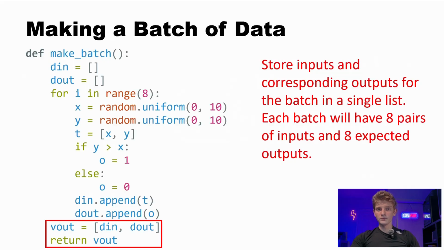And then we'll store all of the data, both the input and the output, in a single list and return that. Now, just to keep in mind, you can see when we generated the data, we did it in a for loop that repeated 8 times. So ultimately, we will have a total of 8 pairs of randomly generated inputs and 8 expected outputs. And this will be a single batch of data.